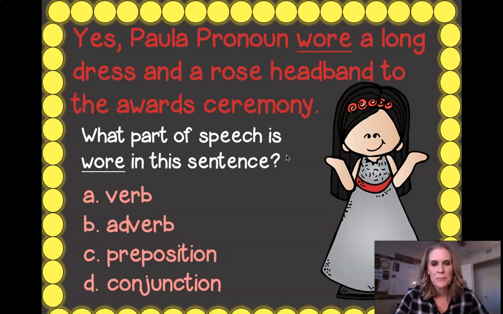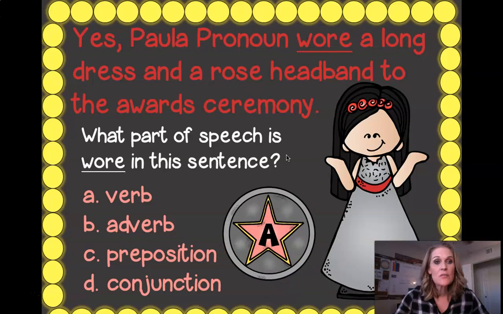Let's do one more. Yes, Paula Pronoun wore a long dress and a rose headband to the award ceremony. What part of speech is the word wore in this sentence? Is it A, verb, B, adverb, C, preposition, or D, a conjunction? Hopefully you say that it's A. It's a verb. It's what she's doing. It's an action. She wore that long dress.